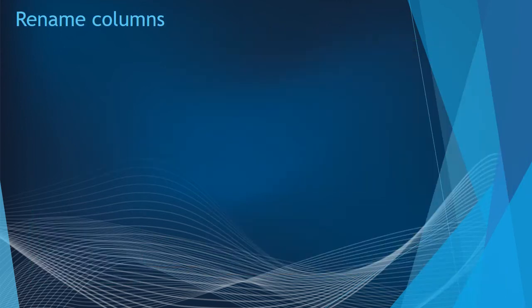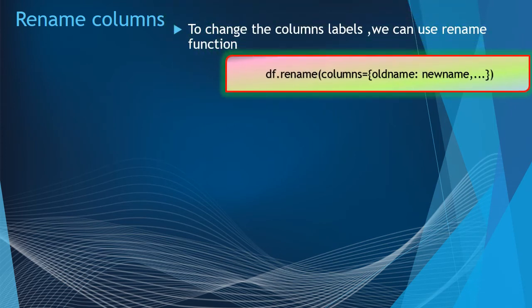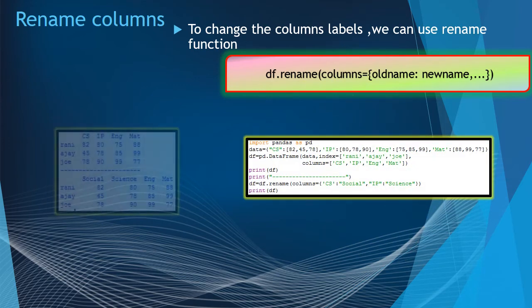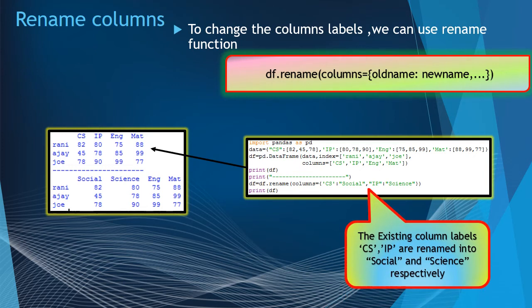And renaming the column: we can change the label of a column using the rename function. Data frame object.rename, we have to mention columns equal to a dictionary format, old name colon new name. So for the data frame object with columns CS, IP, English, Maths, using the rename function, I'm going to change CS into Social and IP into Science Title. You see this, CS and IP changed into Social and Science Title.